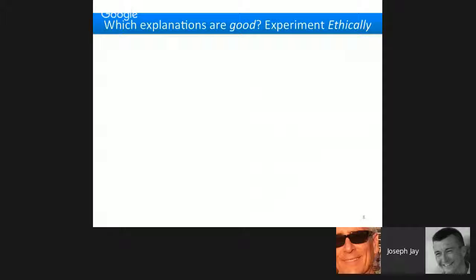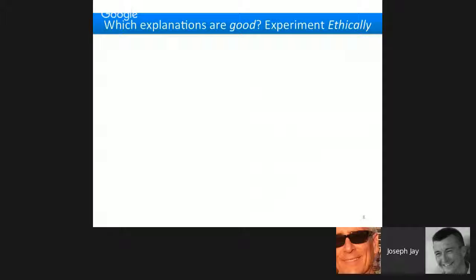So the thing that I think makes this experiment ethical is that as soon as we start collecting data about what's working, we present that to more people. So for example, if explanation 2 is being rated 7 out of 10, and explanation 1 is being rated 6 out of 10, maybe 65% of people get explanation 2 and 35% get explanation 1.